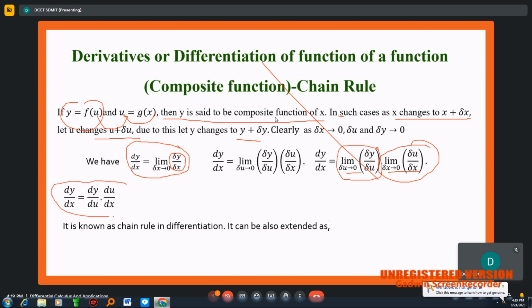Now we can write dy by dx by using the chain rule, that is dy by du into du by dx. This rule of differentiation is known as the chain rule in the differentiation. It can be extended as, now suppose y is a function of u variable, u is a function of v variable, v is a function of x variable, then we can write dy by dx by using the chain rule as dy by du into du by dv into dv by dx.